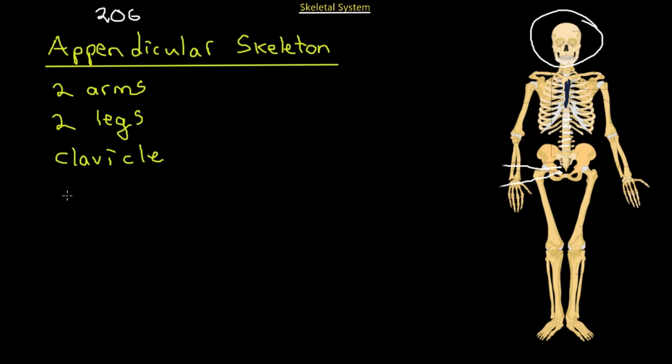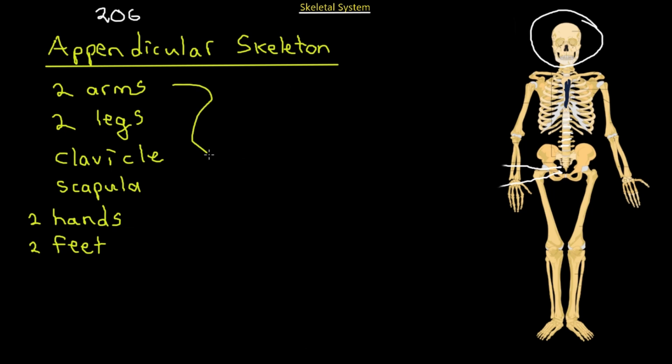There's a bone on each side behind our upper back called the scapula. And also that would be the hands. So hands, 2 hands, and 2 feet. So that's all of the bones that encompass the appendicular skeleton.